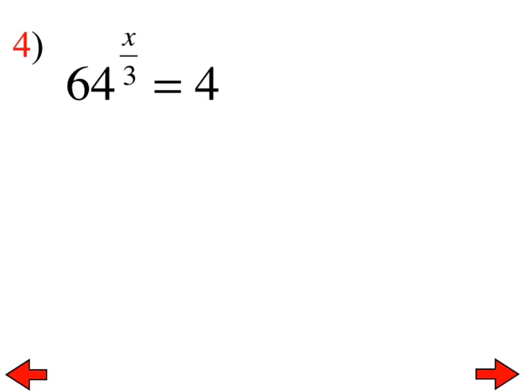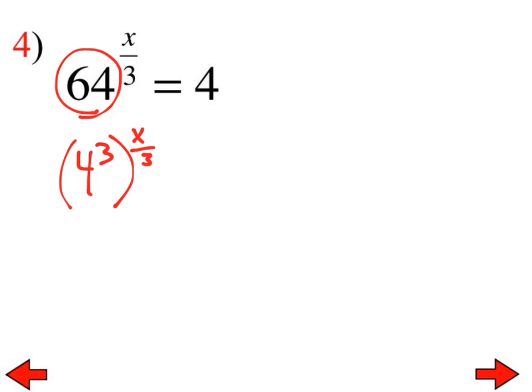Now we're going to take a look at number 4 a couple of different ways. So on the left-hand side, we have a base of 64. On the right-hand side, we have a base of 4. And I could turn 64 into an expression with a base of 4, and that is the fact that 64 is 4 cubed. So we have 4 cubed to the x over 3 power is equal to 4, and remember that is really 4 to the first power.